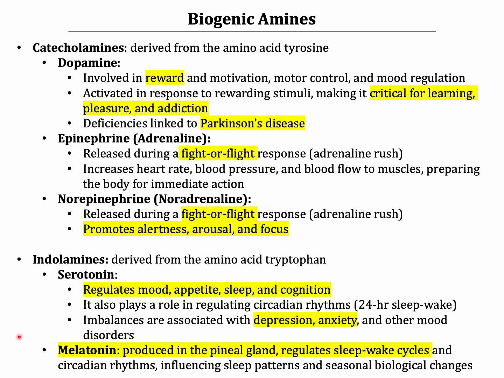Then we have our indoleamines, which include serotonin and melatonin. Serotonin regulates our mood, appetite, sleep, and cognition. So, our thought processes, our problem solving ability. Imbalances are associated with depression, anxiety, and other mood disorders. So, you don't need to worry about categorizing serotonin under this indoleamine or biogenic amine category, but I do want you to think of the function of each of these neurotransmitters. And then melatonin here, produced by the pineal gland, regulates sleep or wake cycles because it induces sleep at nighttime.